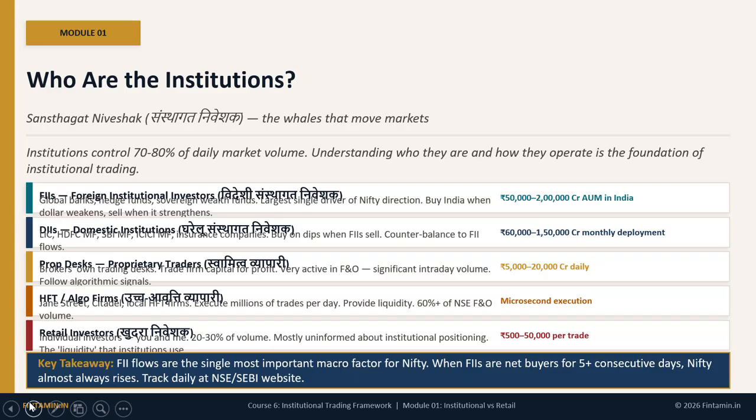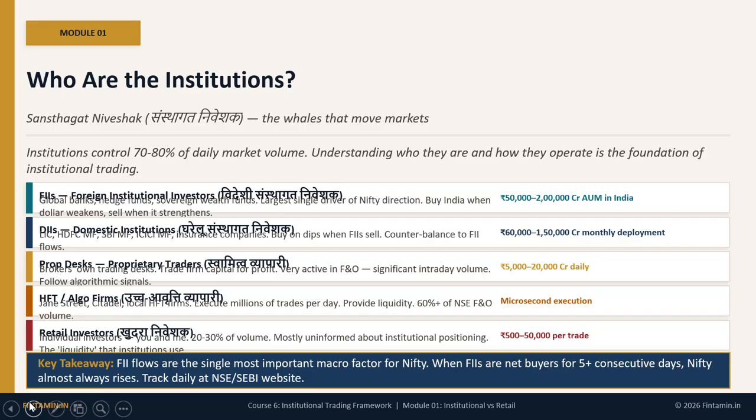Algorithmic execution. Number 4 is HFT firms, which means high frequency traders. Jane Street, Citadel, and domestic HFT firms execute millions of trades per day in microseconds, and account for over 60% of NSE F&O volume. They provide liquidity. Your trades match their quotes. They are not your enemies, but they are faster than you and they exploit price inefficiencies that last milliseconds.